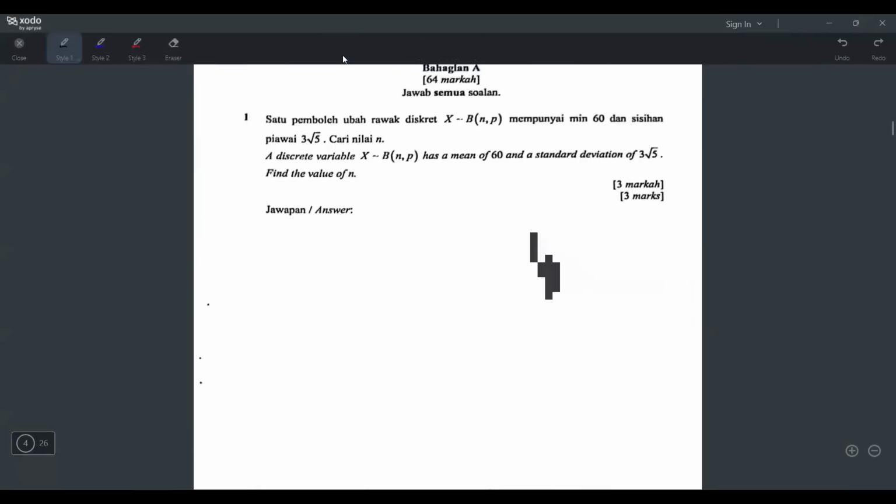Okay, bahagian A, question number 1. Let's do this. A discrete variable X, B(n, p), has a mean of 60 and a standard deviation of 3 square root 5. Find the value of n.